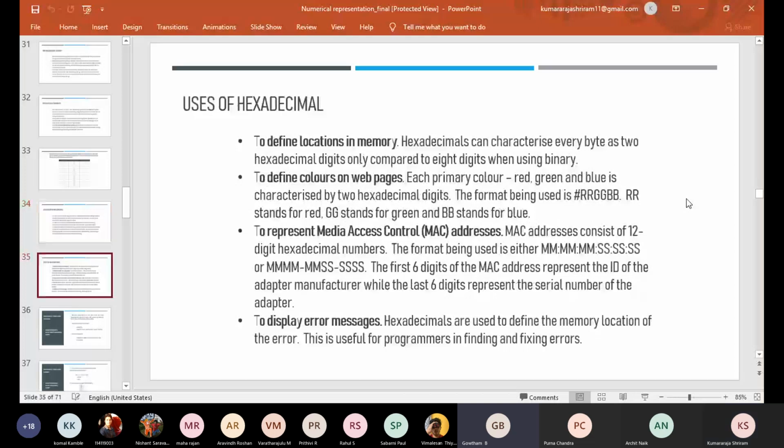the first thing is it is really helpful in defining the locations in memory. And next is the color codes. A web designer has to understand those codes, which are written in hexadecimal format. Hexadecimal also finds an application in networking, as the MAC address is written in hexadecimal. Memory locations defined in binary or any other system make it hard to decode. So once again, hexadecimal finds a place here in error messages, to make them easier to understand and fix.